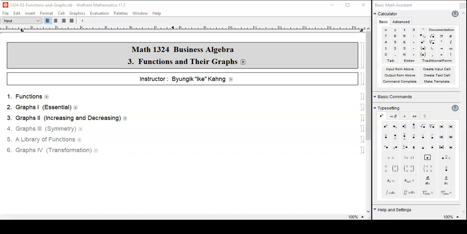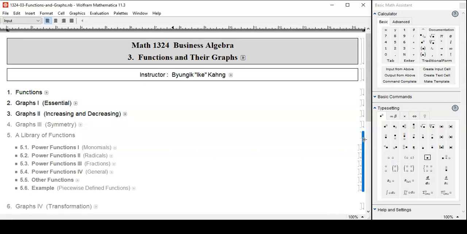Hello students, welcome back. Let's go to section 5, library of functions. This too is an optional topic.